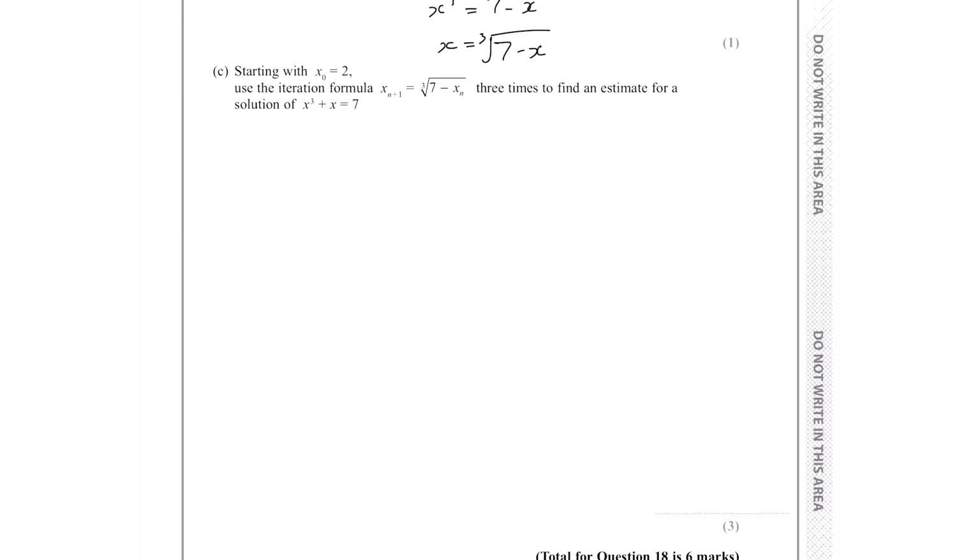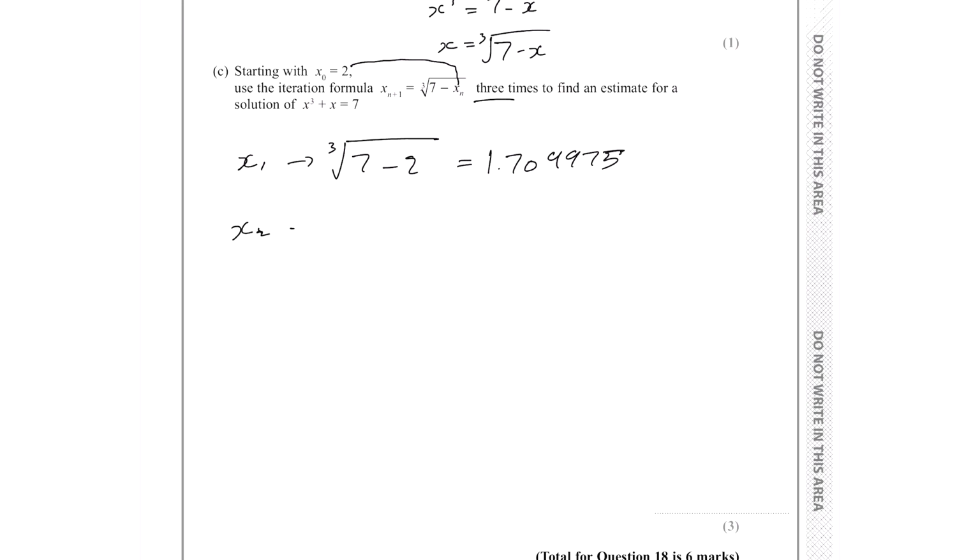So starting with x0 at 2, use the iteration formula 3 times to find an estimate for a solution. Okay, so we can then get x1, and the way we do that is we have the equation that we're given and we substitute in the value. If you type that in your calculator, all I've done here is substitute that value in, and that gives me 1.709975, and they want us to do this 3 times.